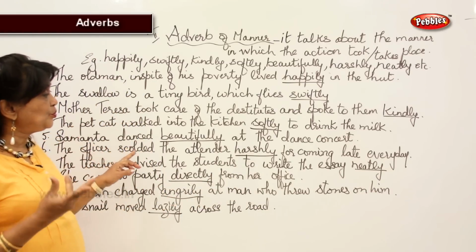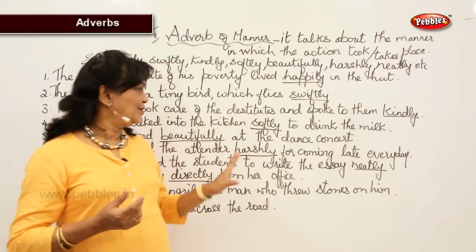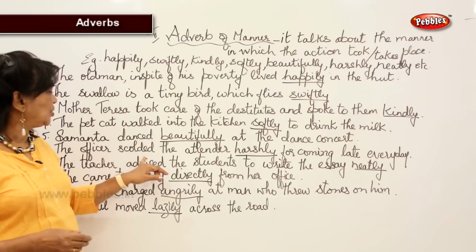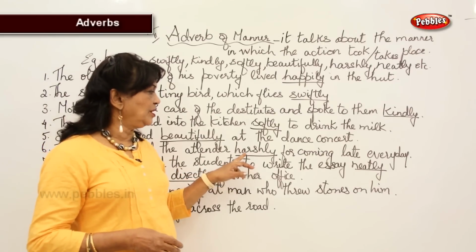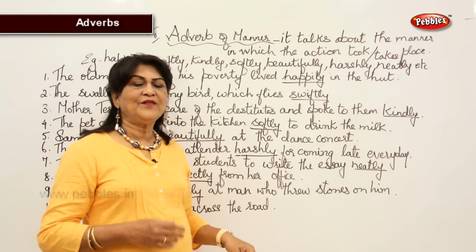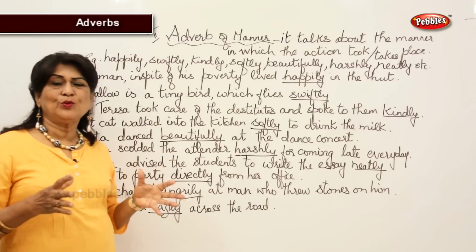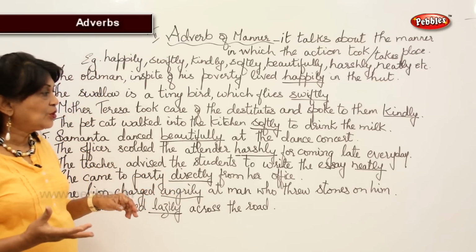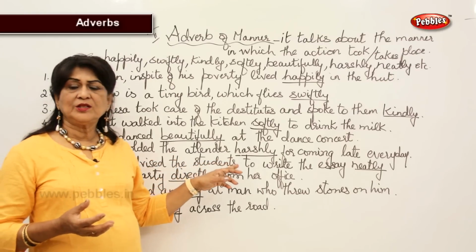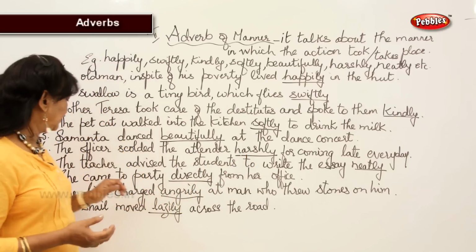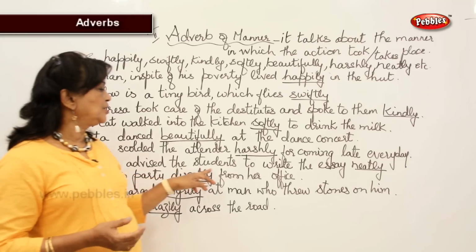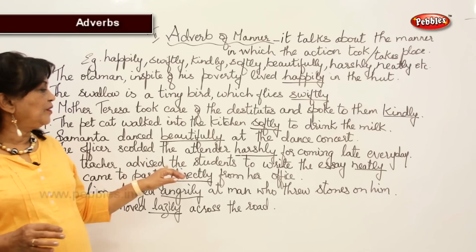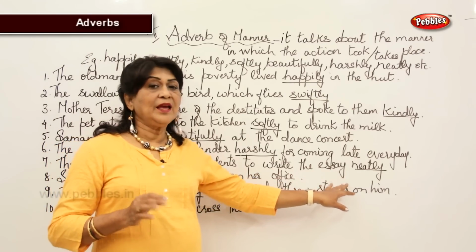Samantha danced beautifully at the dance concert. How did she dance? Beautifully. The officer scolded the attender harshly for coming late every day. Now, harshly is very rudely, an unrefined manner. How did he scold the attender? Harshly. The teacher advised the students to write the essay neatly. What did the teacher advise the students? To write the essay neatly.